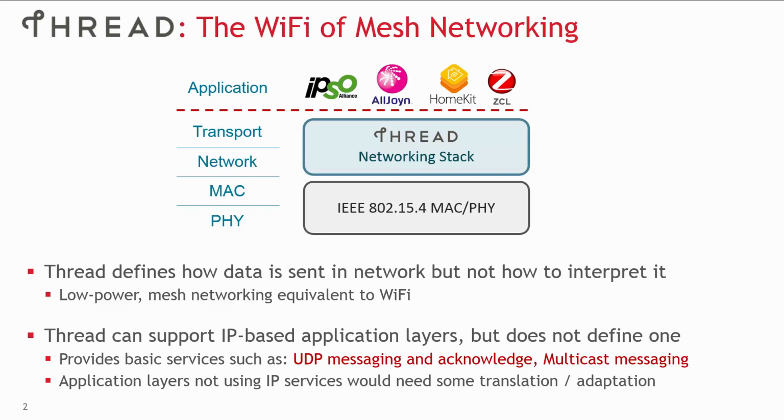Simple or highly efficient messaging protocols based on UDP are appropriate for Thread, but any IP-based application layer could theoretically be used, such as IPSO, AllJoyn, or HomeKit. Application layers that aren't already IP-aware would need some custom adaptation to run on top of Thread. For example, an effort is already underway within the ZigBee Alliance to adapt the ZigBee Cluster Library, ZCL, to a more IP-friendly application layer so as to make it more suitable for IP-based stacks like Thread.